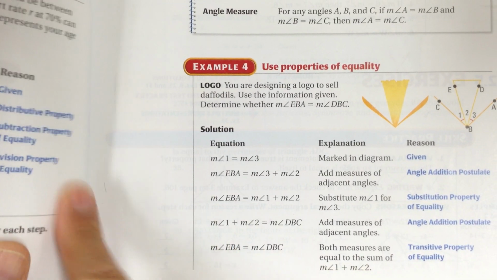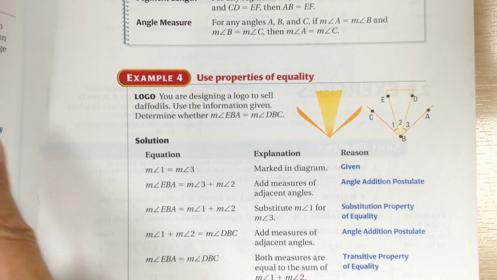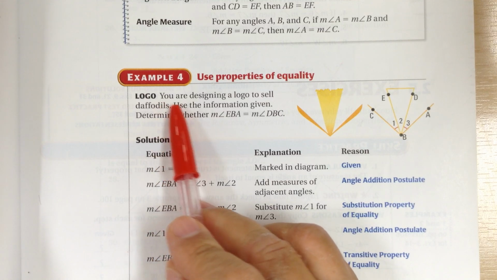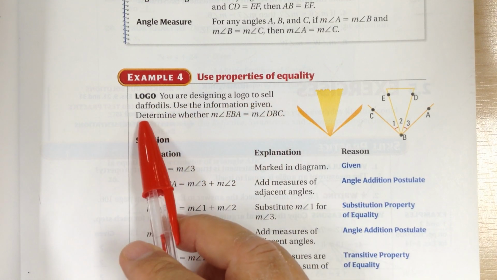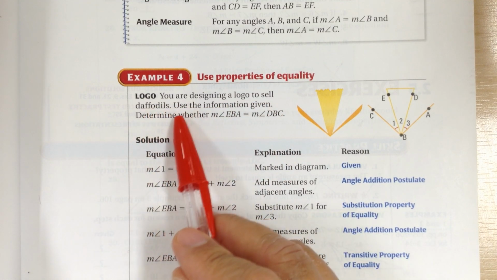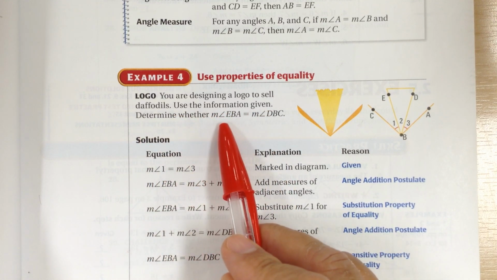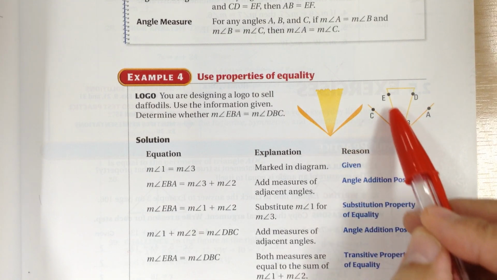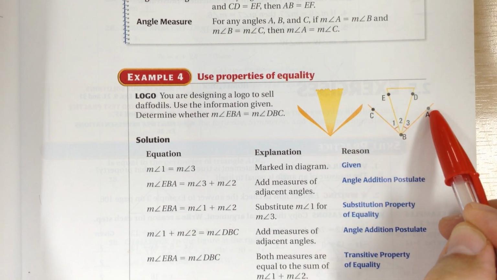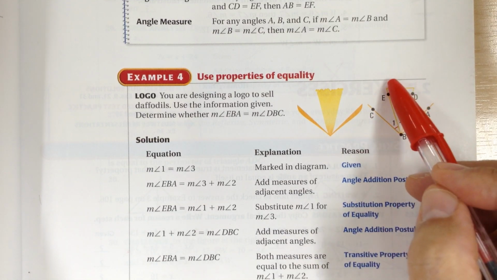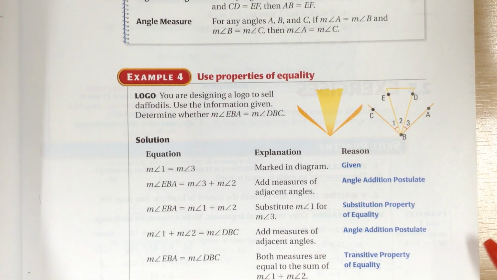Okay, let's go to example 4. You are designing a logo to sell daffodils. Using the information given, determine whether the measure of angle EBA is equal to the measure of DBC. So this one is equal to that, okay?